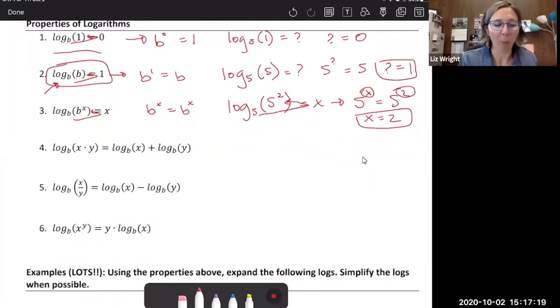Sorry, I'm tired. Our next one, if we have log base b of x times y, I want you to think about this like the situation with exponents, where we had 5 squared times 5 to the third. Remember, we've got the same bases. What did we do with those exponents when we have the same bases? We added them, right? So that's exactly what we're going to do here.